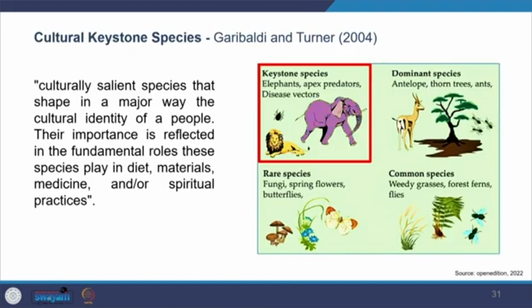We also find there's a concept of cultural keystone species, which are defined as the culturally salient species that shape in a major way the cultural identity of the people, and their importance is reflected in the fundamental roles these species play in the diet, materials, medicines, or spiritual practices. So those are also identified. You can look at some of the examples here in the picture: keystone species which are key to the ecosystem there and to the culture and the lifestyle of the people.